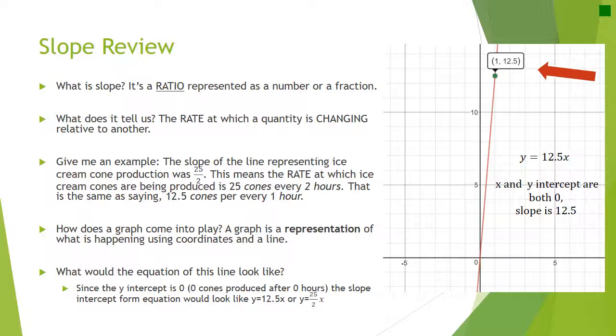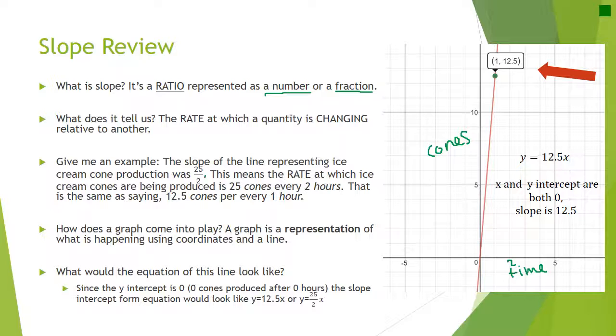A slope is a ratio. Please don't ever put it as a point. A slope is just a number or a fraction that represents how things are changing. So in this situation, I have put time and ice cream cones. And the slope of this graph is 25 halves or 12.5. Okay, that means the rate at which ice cream cones are being produced is 25 after 2 hours.